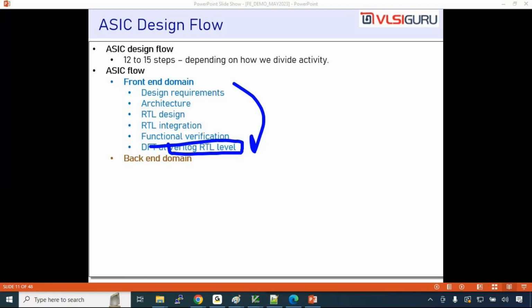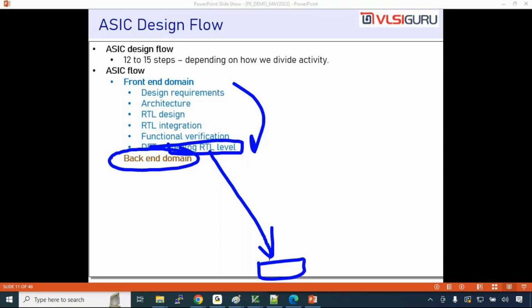As I said before, the final goal is to make the hardware. The final goal is not the Verilog code. So that process, starting from here to here, whatever we do, that whole process is called the backend domain. So what is involved in backend domain?